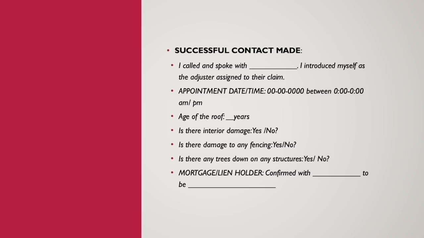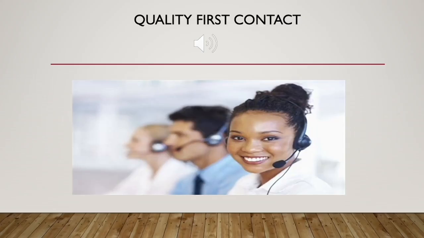You want to make sure that you get the age of the roof. You want to inquire, is there interior damage? Yes or no. Is there damage to any fencing? Yes or no. Are there any trees down or any structures? Yes or no. You want to gather the information of the mortgage lien holder, and then put down who you confirmed it with. Who did you speak with that confirmed the mortgage lien holder on the lost property? And then you put down who the mortgage lien holder is, and if there is any account information associated with it, make sure you take that down and document it as well. Here's an example of a quality first contact.